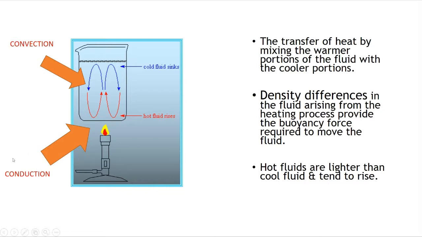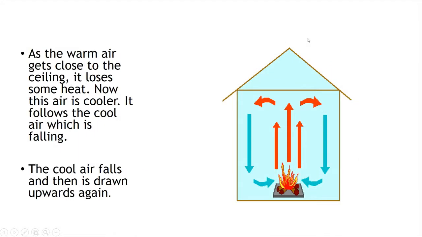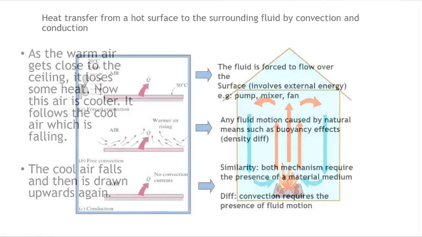For conduction, we can see the heat energy from the Bunsen burner is transferred to the beaker by conduction here. Next, the hot air rises. This leaves empty space at the bottom of the column of rising air. The cold air moves into the empty space and the fire warms it. The newly warm air also rises. So the air will spin like this in here. As the warm air gets close to the ceiling, it loses some heat. Now the air is cooler. It follows the cool air which is falling. The cool air falls and then is drawn upwards again.